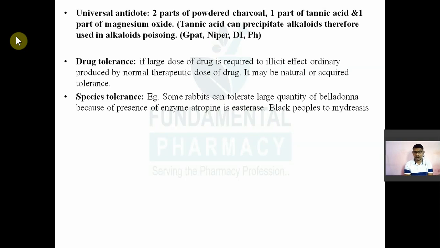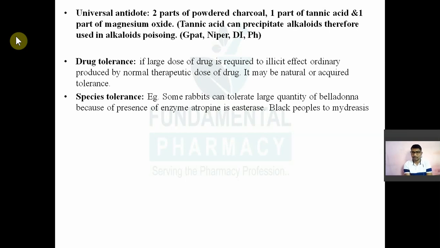So some rabbits are naturally tolerant. Rabbits are naturally tolerant to belladonna or atropine. They require a high quantity of atropine to dilate their pupils. So some rabbits are naturally tolerant to atropine. That is nothing but species tolerance. But humans are not tolerant. In humans, if you give the same dose, dilation of the pupil will occur, but in rabbits, if you give that dose, there will not be that much dilation; they need a higher dose. That is known as species tolerance.